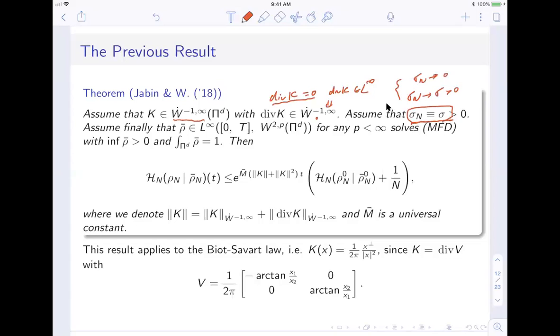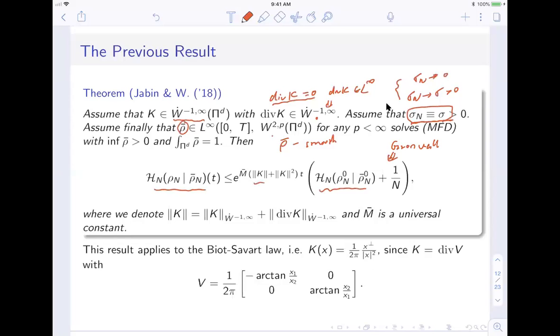Okay, and our result is this. As long as rho bar is nice, as long as rho bar is smooth, with certain assumptions, we can propagate relative entropy. We can propagate relative entropy by Grönwall. So this is exactly by Grönwall.